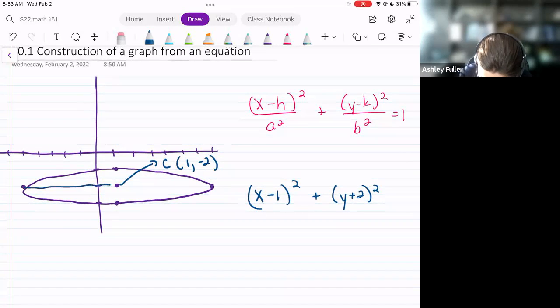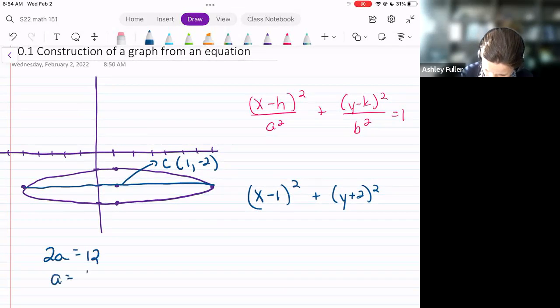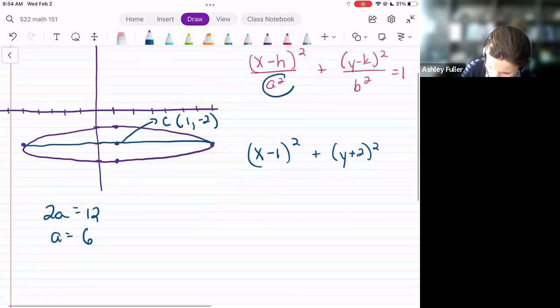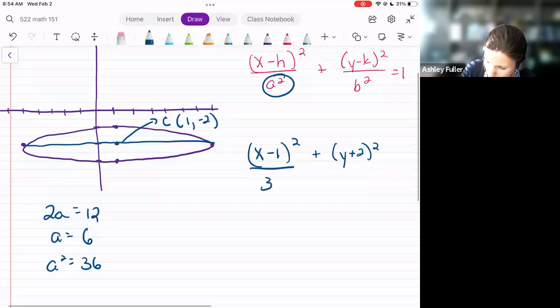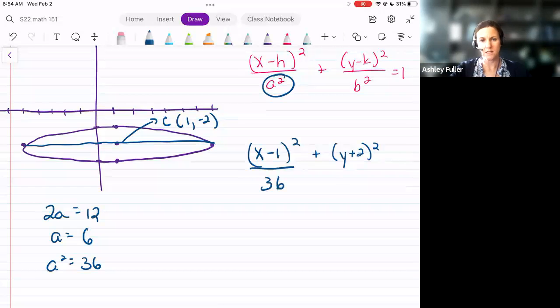If we calculate this distance here, that's going to be 2a. If we count that, it comes out to 2a is 12, which leads us to a is 6. Don't forget, this is a squared. So a squared is 36. We know that goes here because it is a horizontal ellipse. If it was a vertical ellipse, then that a squared would go under the y term.